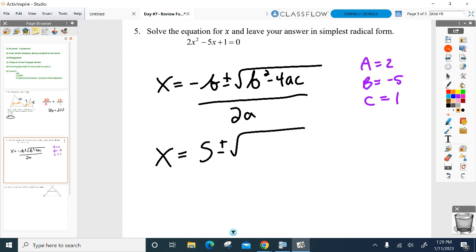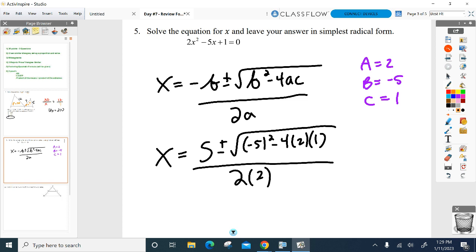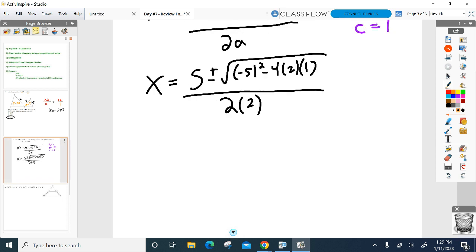Good. In parentheses, including in your calculator. Negative 5 squared minus, good, Claire, keep trucking. 4 in parentheses, 2 in parentheses, and 1 in parentheses, all over 2 times 2. Yep. All right, let's see. What number do I get underneath my radical? Well, I definitely know it should not be a negative. Darn right. Why keep it on your test if you know it's wrong?